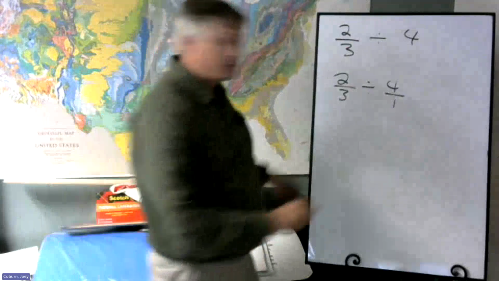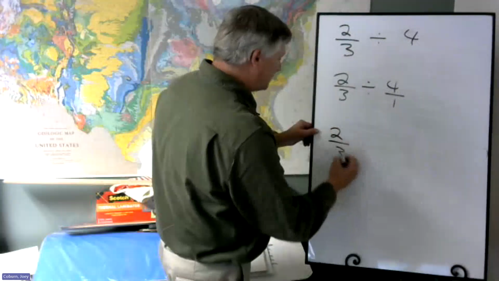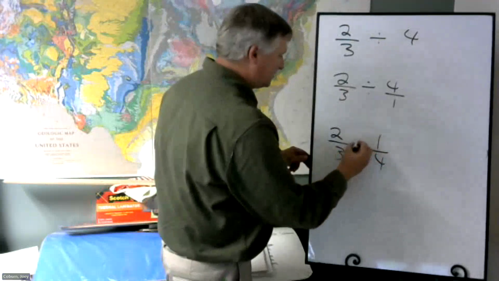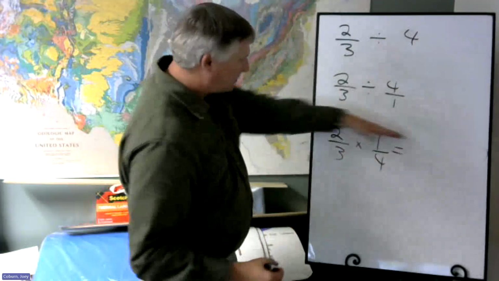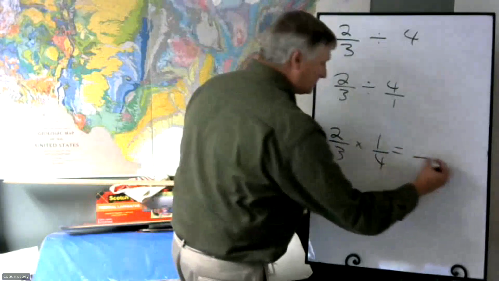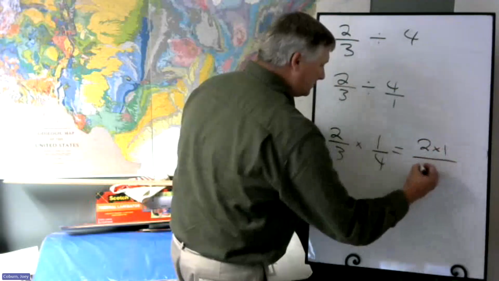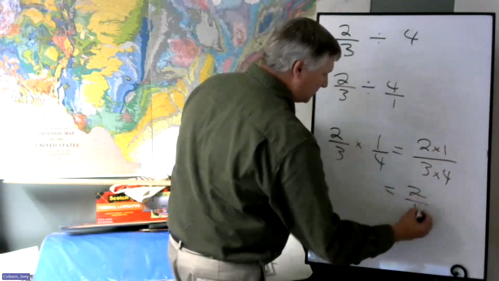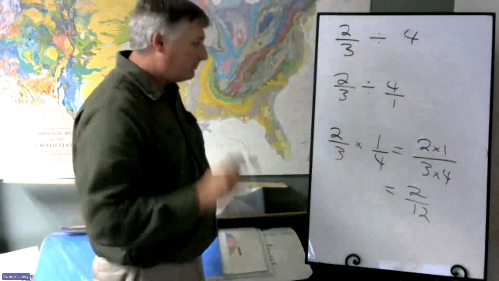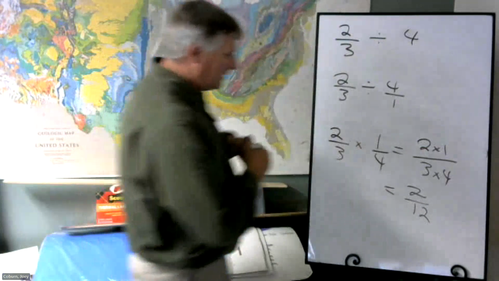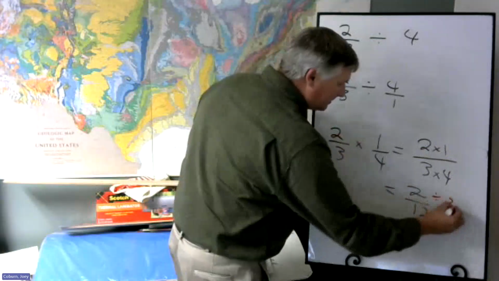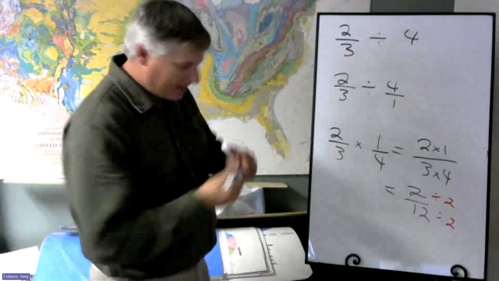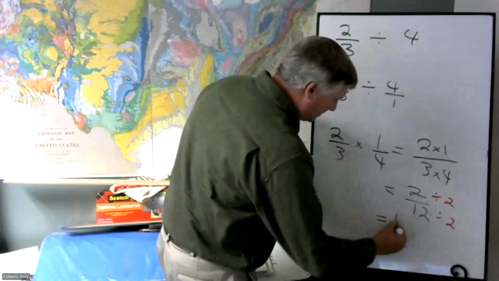And now we do that KFC. Keep the first fraction, flip the second fraction, change division to multiplication. And we multiply directly. 2 times 1, 3 times 4. 2 over 12. And we want to reduce this. We can divide top and bottom by 2. What do we get? 1/6.